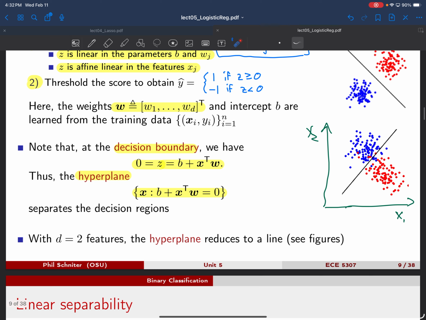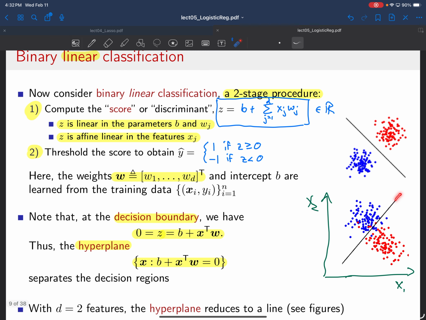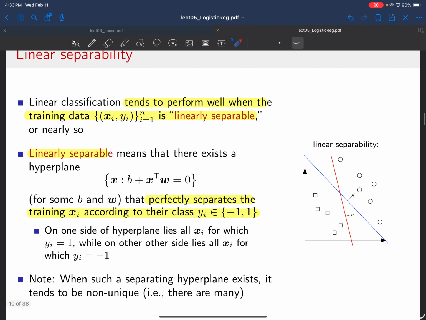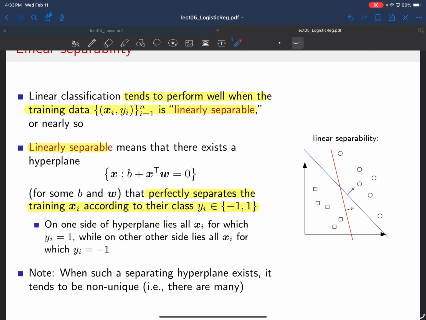And the linearity of the boundary is directly related to the linearity in the x's. Because z is linear in these x parameters, that's what makes the boundary linear. Good. So everybody understanding linear separability and these linear boundaries?